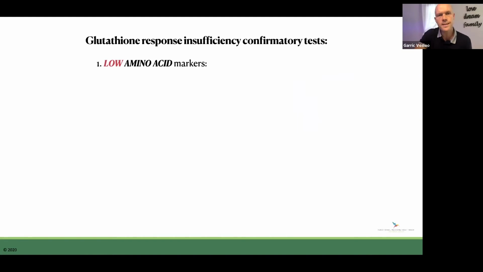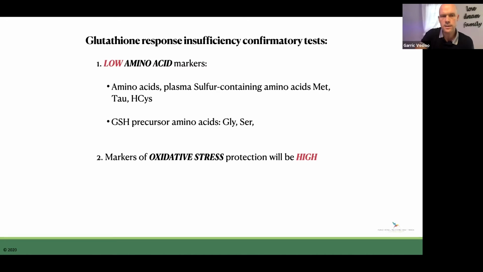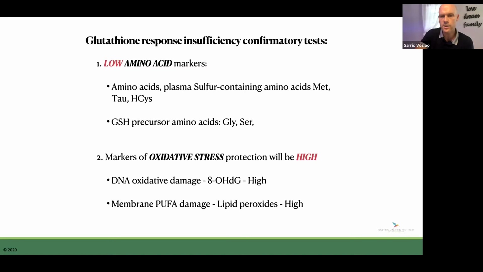So confirmatory tests, there are many, but your basic ones that you can do are certainly looking at low amino acids, specifically methionine, taurine, and cysteine. You can look at your precursor amino acids such as glycine and serine, and then look at your oxidative stress and see if they are high. So we were looking at the 8-hydroxy-deoxyguanosine, but you can also look at your lipid peroxidase.